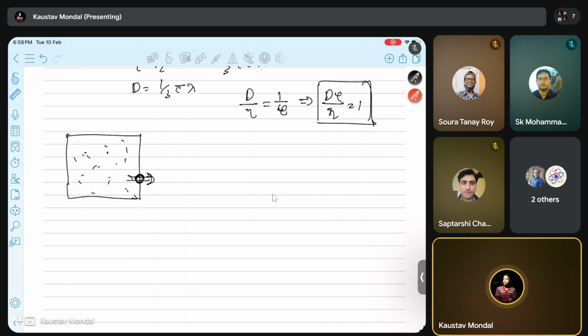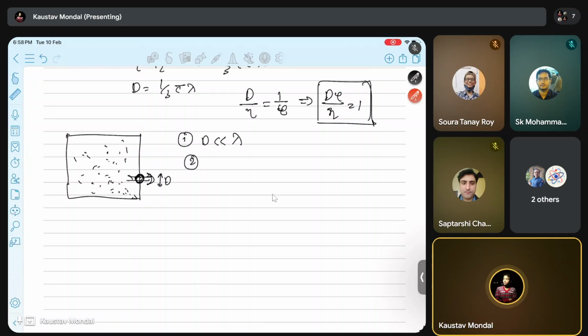But now before writing the expression of the flux, in order for this molecular effusion to happen, there are three assumptions you have to take. Okay, the diameter of the small hole should be much smaller than the mean free path of the gas molecules. Okay, this is one assumption.